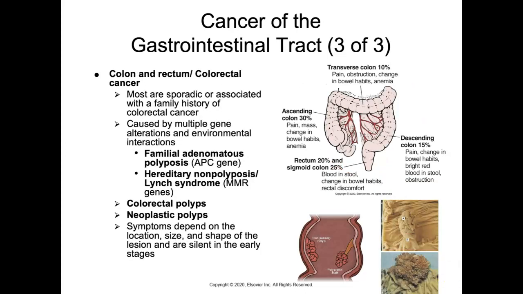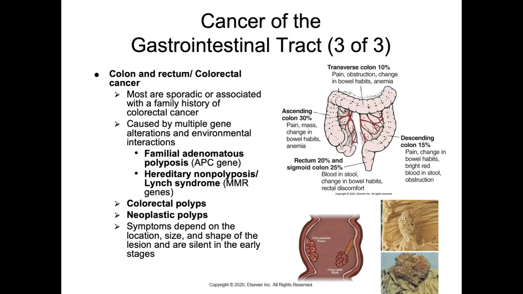Now let's talk about colorectal cancer. This is the third most common cause of cancer and cancer death. Luckily, it is declining because of successful screening programs, but it is happening and being diagnosed in younger individuals, which is a concern. Most of this type of cancer is sporadic or associated with family history of colorectal cancer, and it's caused by multiple gene alterations and environmental interactions.